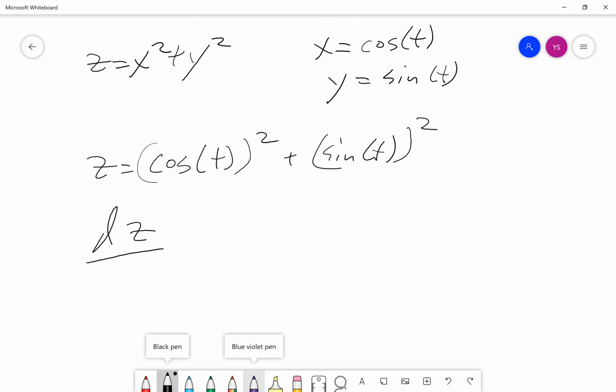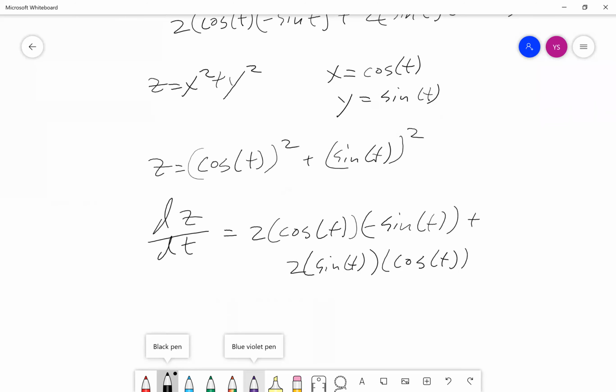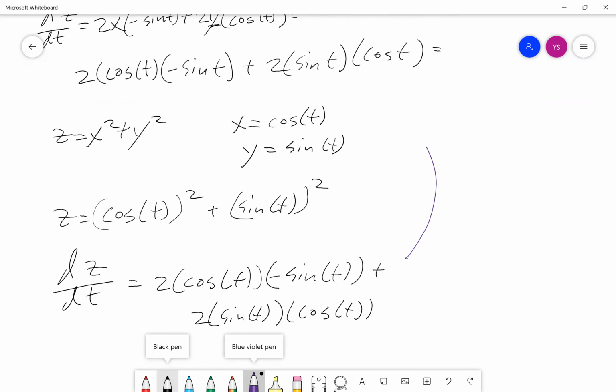So what's the derivative of z with respect to t? Well, that's going to be 2 times cosine of t times minus sine of t, plus 2 sine of t times cosine of t, right? Which is exactly what we got above. So both of these methods should, of course, work because they're doing the same thing. But this new strategy will help us in more complicated examples. So let me do one other example like this, and then we'll go to the cases where the chain rule really helps.